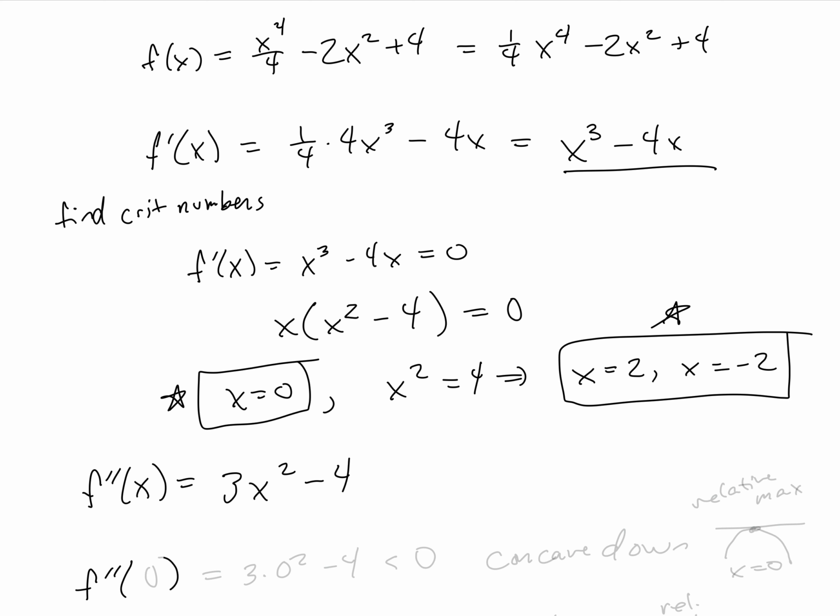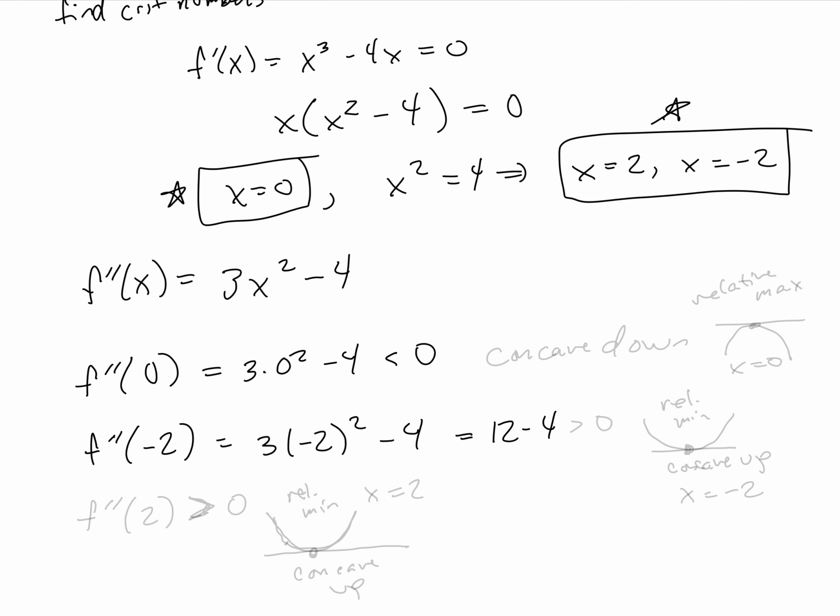So f double prime of 0 is 3 times 0 squared minus 4. That's less than 0. F double prime of negative 2 is 3 times negative 2 squared minus 4, so that's 12 minus 4. That's greater than 0. And f double prime of positive 2 is going to give us the same thing. It's also greater than 0 because it's just 3 times positive 2 squared minus 4.